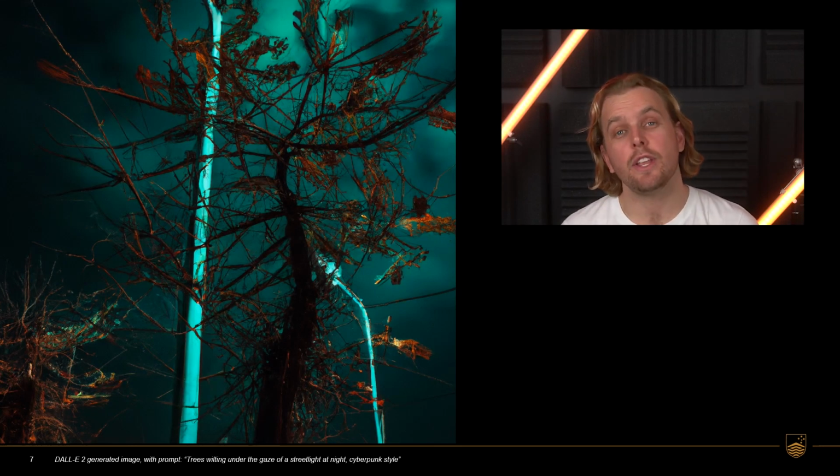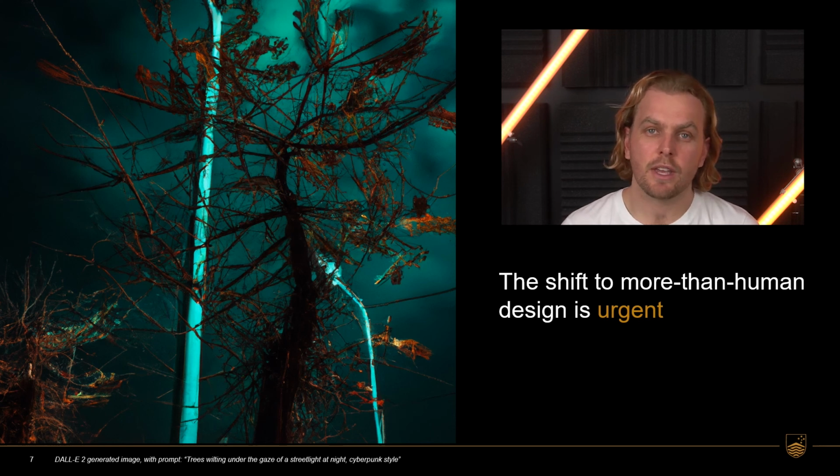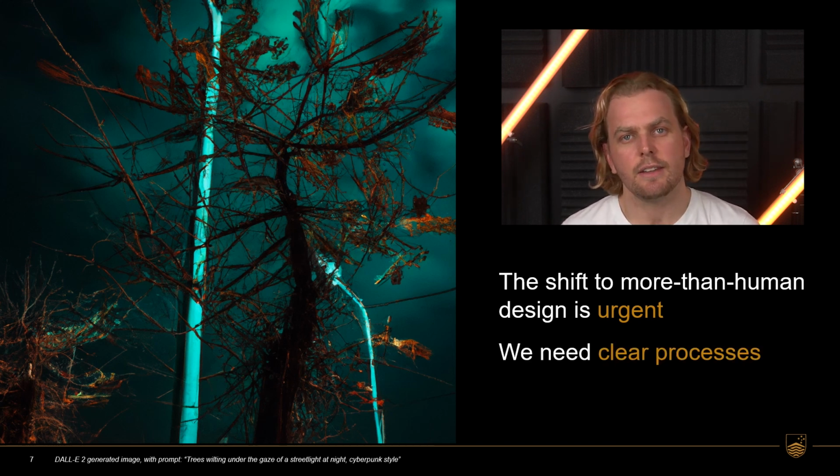I want to end by noting that the shift to more than human design is urgent. The biophysical and ecological worlds that sustain us both physically and spiritually are rapidly transforming due, at least in part, to our insensitivities to the interdependencies of life on Earth. To translate new design philosophies from the realms of academic research contexts into the everyday practice of design, we need to develop clear processes to enact more than human design.